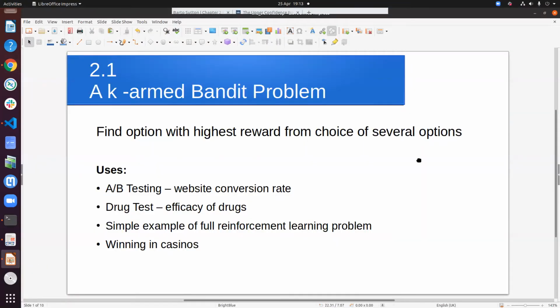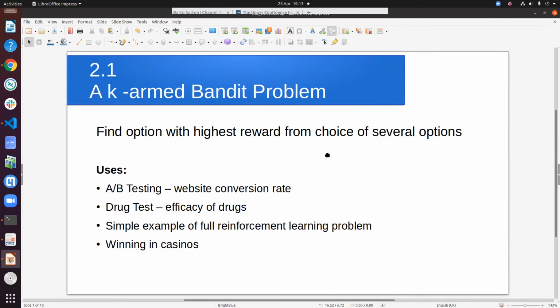Yeah, so the K-arm bandit, as I say, is when you've got various choices and you're trying to get the highest reward over several time steps. In practice, it's used for various things. One of its main uses would be website testing, when you've got a couple of versions of your website and you don't know which one is going to maximize the conversion rate or the click-through rate or whatever.